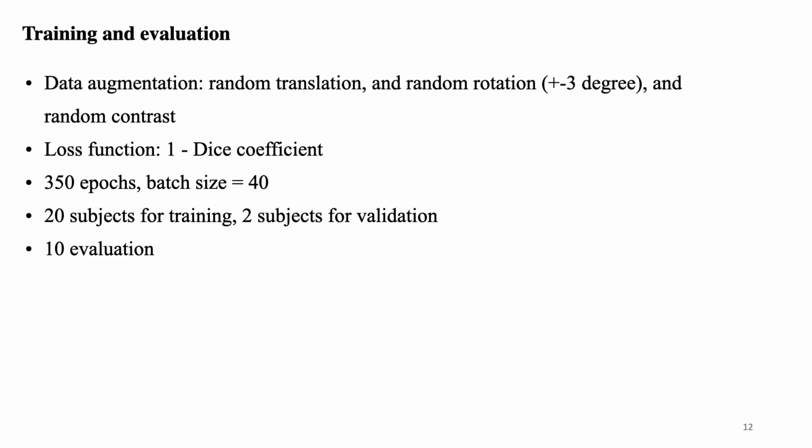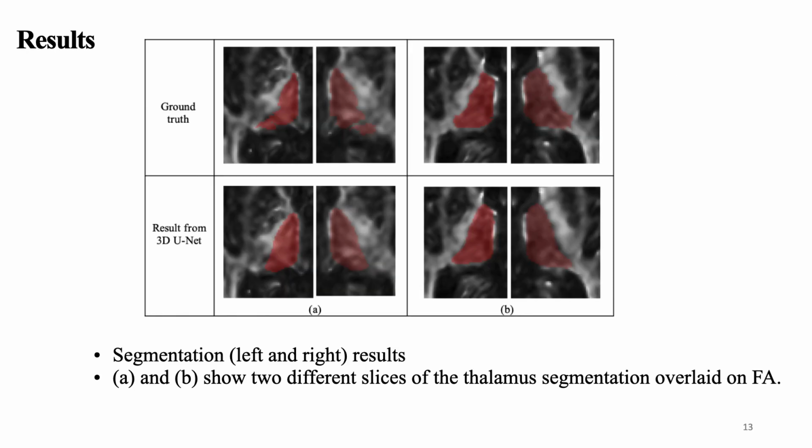For the training and evaluation, we used data augmentation to increase our training data. We used the dice coefficient for the loss. The network is trained for 350 epochs. The total training takes about 12 hours.